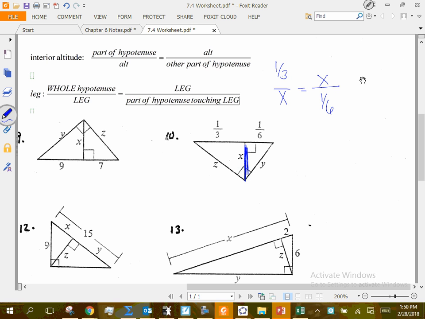When I cross multiply, we get x squared equals. Now, how do I multiply? Common denominator. Careful. You could, but it's going to make things a lot bigger. You just go straight across. 1 times 1 gives me 1. 3 times 6 gives me 18. Okay? Now, we don't necessarily like that. Because when I take the square root, I'm going to get this.